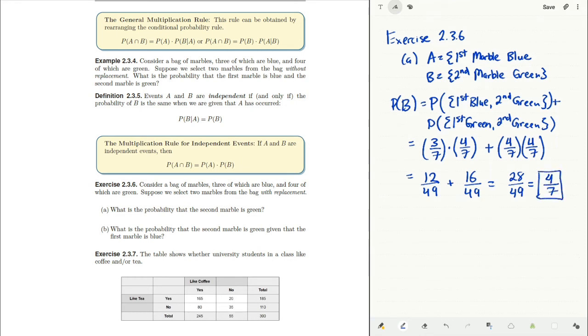Now, what is the probability that the second marble is green, given that the first marble is blue? So here we're looking for the conditional probability. We want the probability that the second marble will be green, which is the event B, given that the first marble is blue. So we're given that A has occurred. To find this probability, we can use the formula for the probability of B given A, which was the probability of A and B divided by the probability of A.